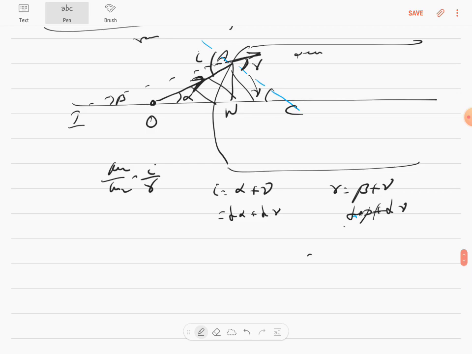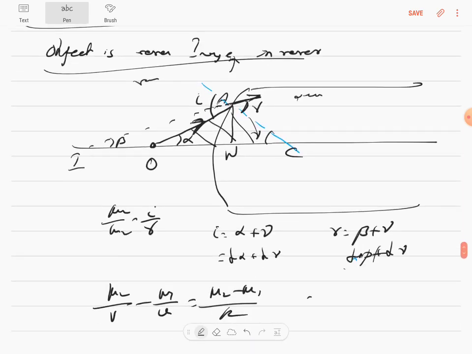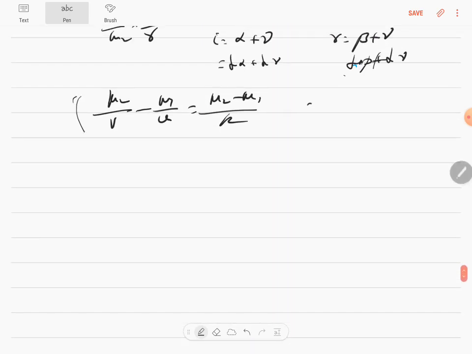When it comes to object in the rarer, the same formula will follow. It's mu2 by v minus mu1 by u is equal to mu2 minus mu1 by r. Just when object is in the rarer, even though image was in the denser, you still get the same formula as the final formula here. Just you have to remember this, okay? That is the crux. If you know this, you can write this.